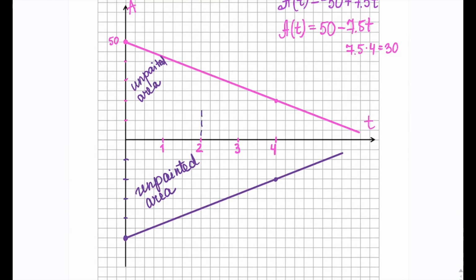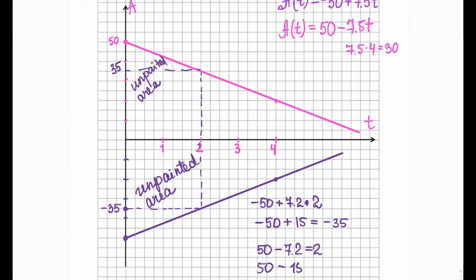Well, 2 hours here or there. According to this, the remaining area, this would be negative 35, and this would be 35. Either way, negative 50 plus 7.5 times 2, that's negative 50 plus 15, negative 35. 50 minus 7.5 times 2, 50 minus 15 is 35. Either way, your answer to the question will be the same. 35 square meters are still left to paint.